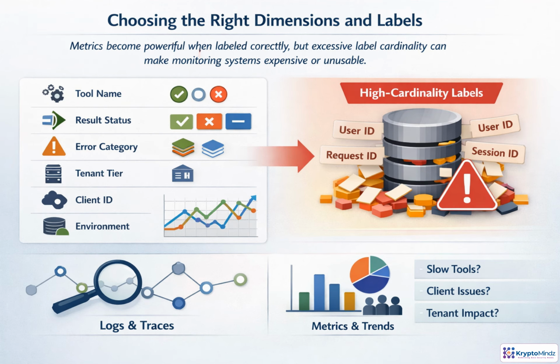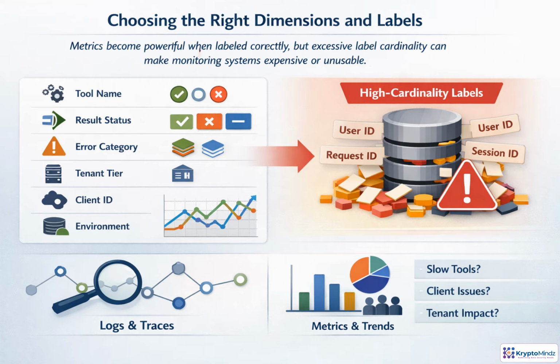Labels turn a metric from a single number into something you can investigate. Latency is useful, but latency by tool name, result status, error category, tenant tier, client ID, and environment can answer real operational questions. Which tools are slow? Which clients are failing? Which tenants are affected?